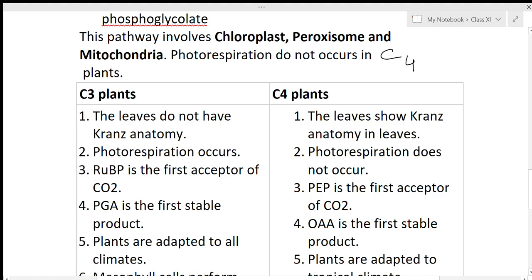The leaves are not having Kranz anatomy. In the C4 plants, leaves show Kranz anatomy. It means vascular bundles are surrounded by several layers of bundle sheath. Okay, so this is the Kranz anatomy.